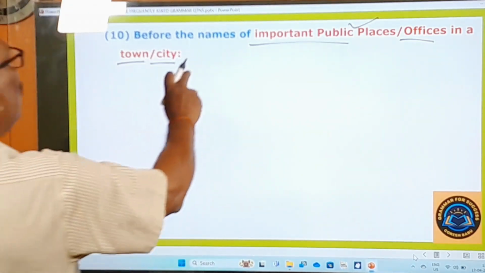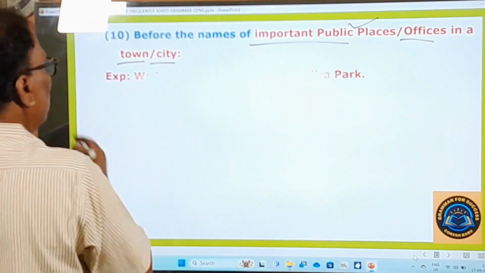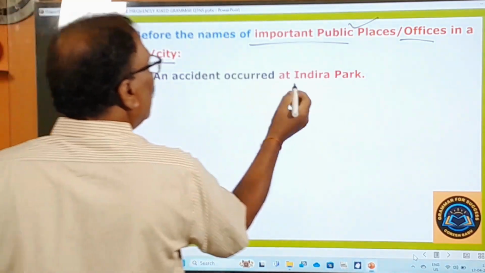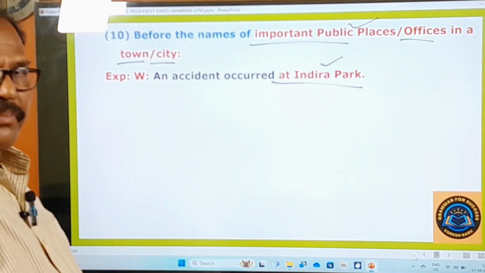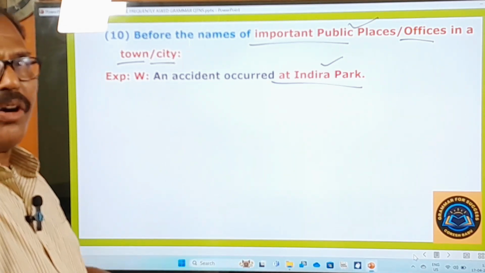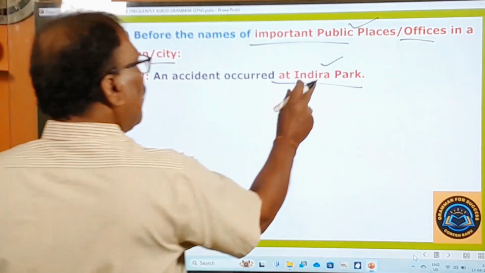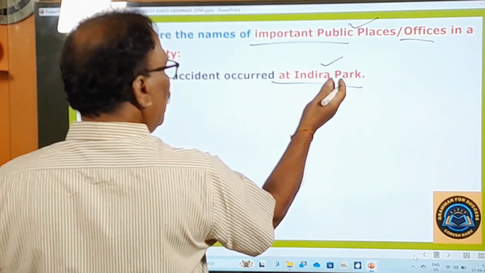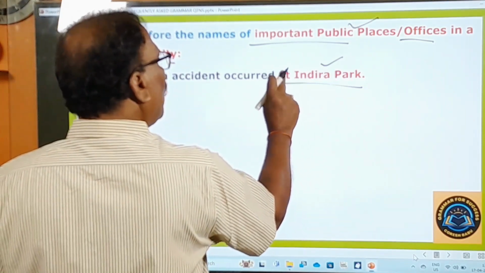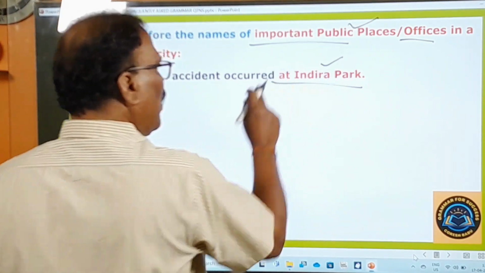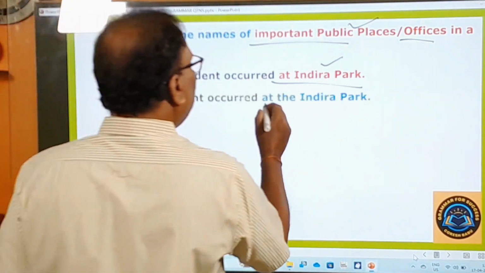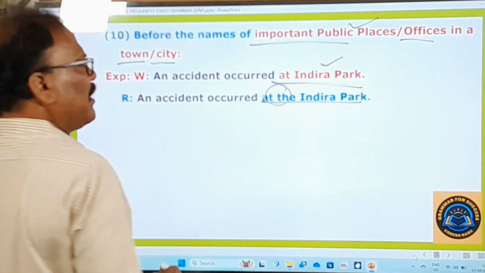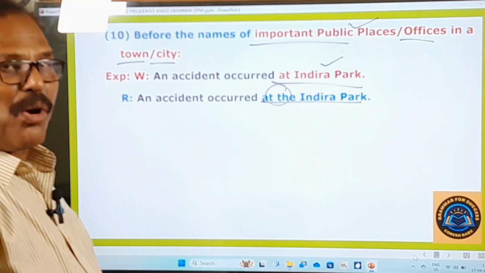Here, before the names of important places, what are the important places? An accident occurred at Indira Park. Indira Park is an important public place. People gather there in the evenings and mornings. It is in Hyderabad near Tank Bund. But here the definite article is not used before this, therefore it is a wrong sentence. You should not say at Indira Park. What should you say? At the Indira Park. The definite article must be used before that important public place.